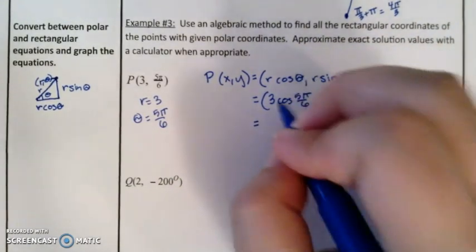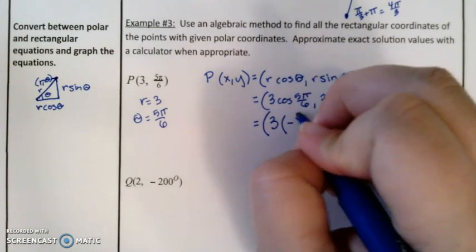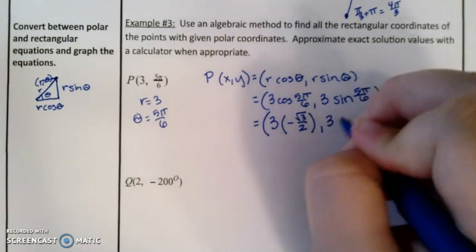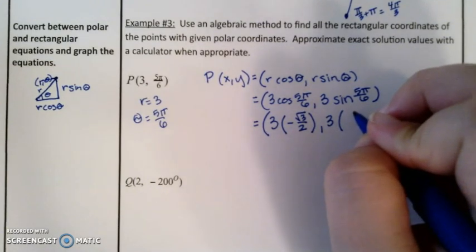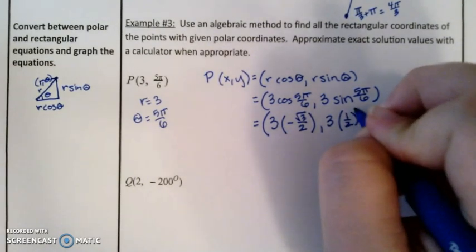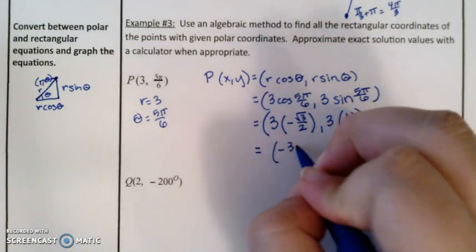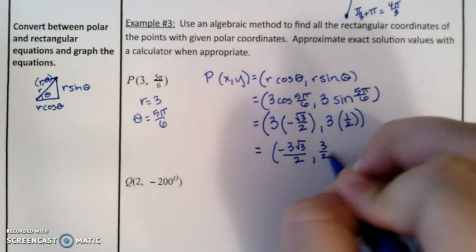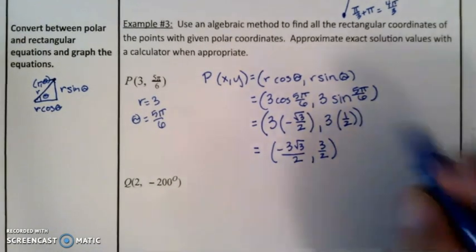So then we get 3 times negative square root of 3 halves from our unit circle, comma, 3 times 1 half, which gives us negative 3 times the square root of 3 halves, comma, 3 halves. So this would be our point in rectangular coordinates, okay?